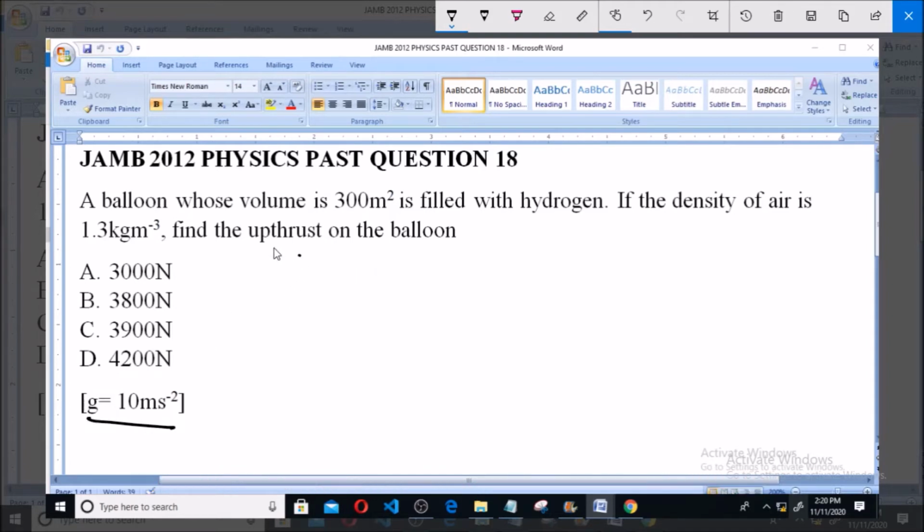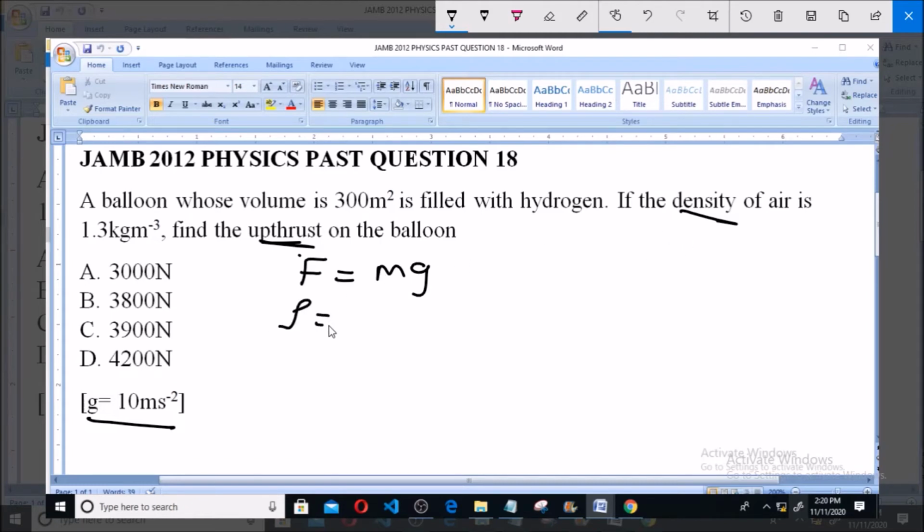So upthrust, of course, is a force, and force is usually given as ma or mg, that is g being acceleration due to gravity, multiplied by the mass of whatsoever body the force is acting on. Now we are given the density, so basically the relationship between mass and density is what we'll be looking for in order to solve this question.